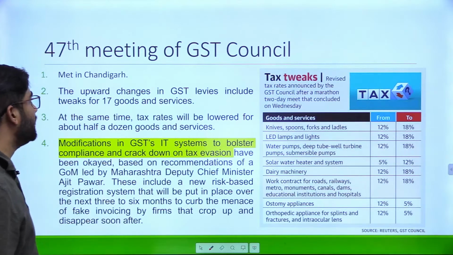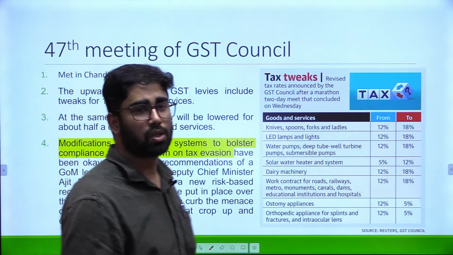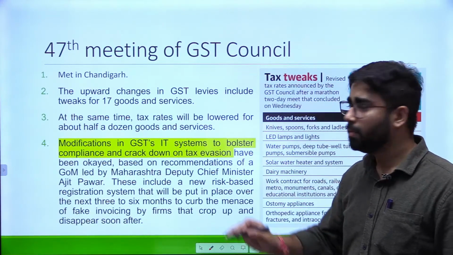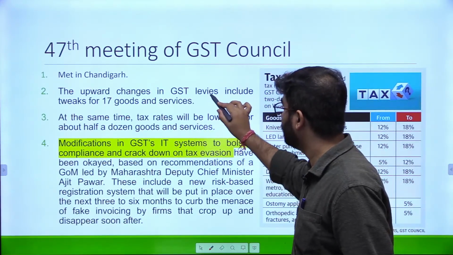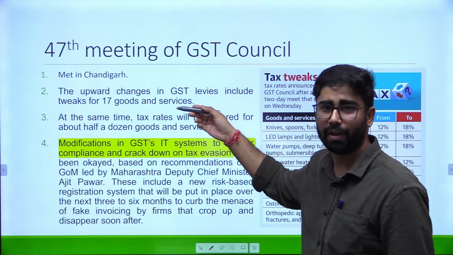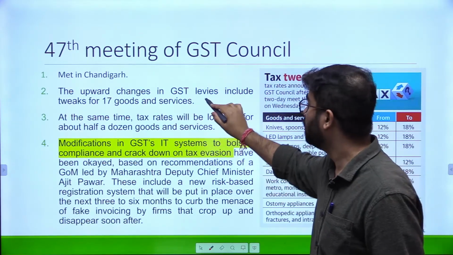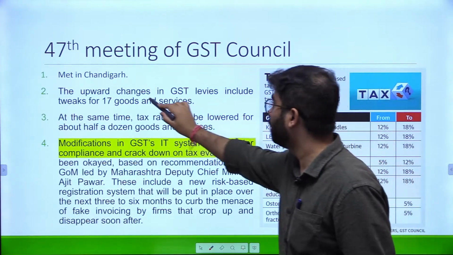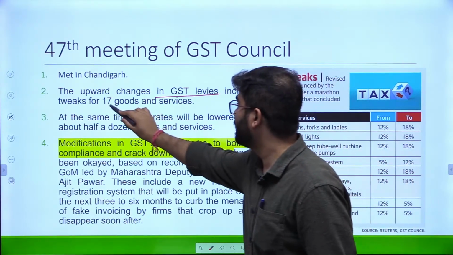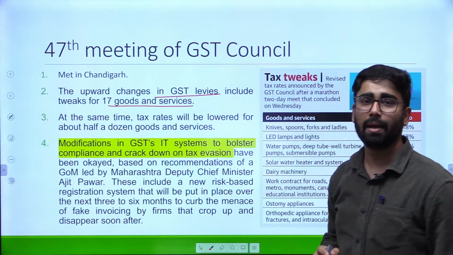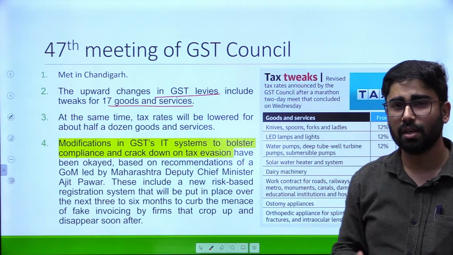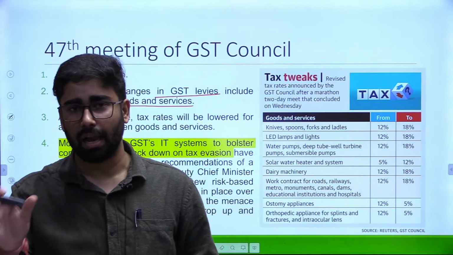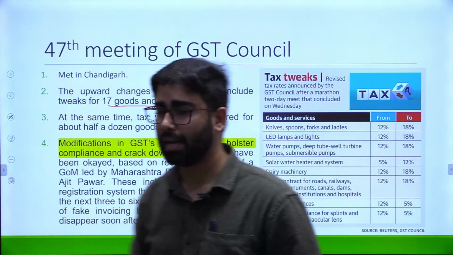Now recently 47th meeting of GST Council was organized in Chandigarh, in which different decisions were taken. The largest decision was taken through the modification of tax slabs, not tax slabs but the different products that fall into that tax slab. So the upward changes included 17 goods and services. At the same time, tax was reduced on some products. You can see this list through the PIB, which I will be linking along with this document on our Telegram channel.